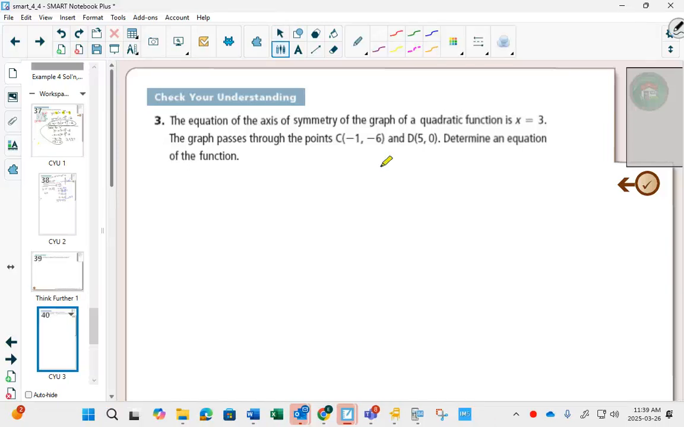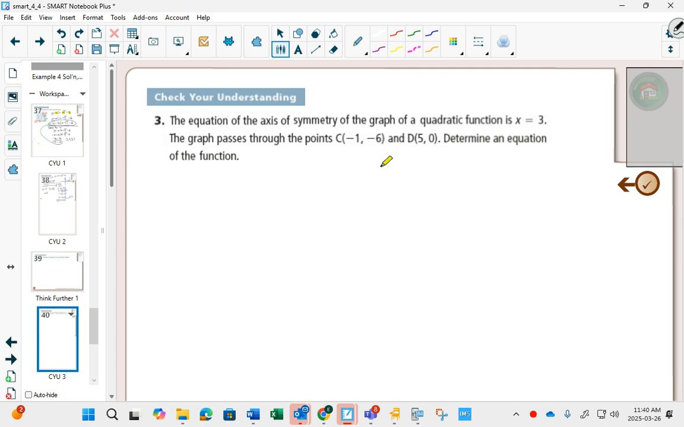So the equation of the axis of symmetry of the graph of a quadratic function is x equals 3. And the graph passes through the points (-1, -6) and (5, 0). And we have to come up with an equation of this graph. So the first thing, this is a problem-solving kind of question.